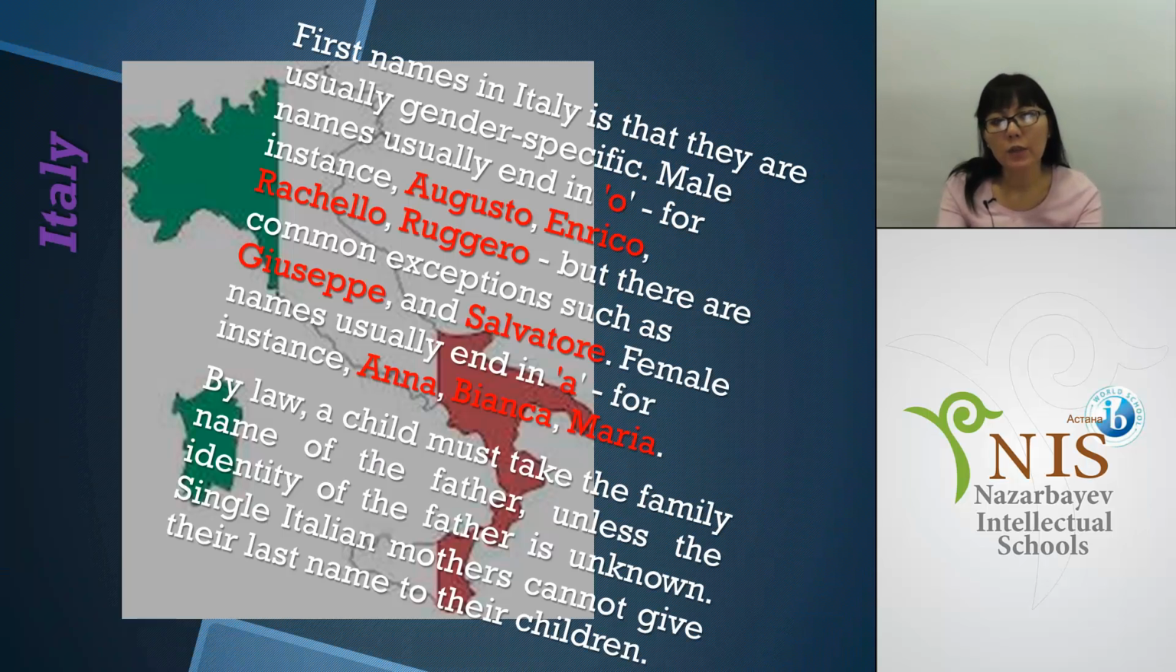And if you talk about Italy, for example, another European country, there are gender-specific names. Male names usually end with O, for example, Augusto, Enrico, but there are some common exceptions, for example Giuseppe, Salvatore, and female names usually end with A: Anna, Bianca, Maria, and there is a specific pronunciation of the Italian language. By law, a child must take the family name of the father unless the identity of the father is unknown. Single Italian mothers cannot give their last name to their children. This is a law of their country, and it's very interesting. And not having the surname means that the child hasn't got his father.